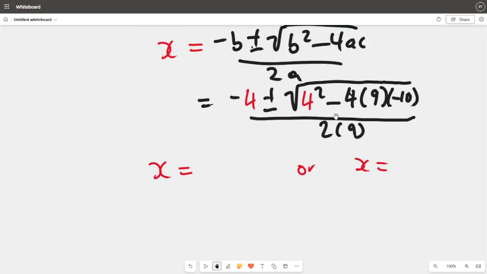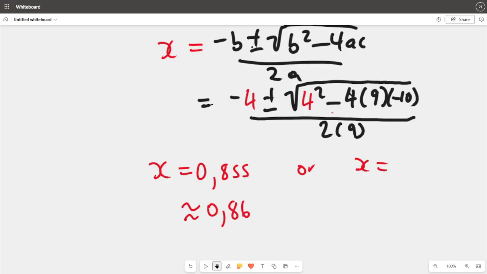Negative 4 plus minus the square root of 4 squared minus 4 times 9 multiplied by negative 10, then over 2 times 9. When you press your calculator right there, you get the same answer, exactly 0.8555, which is approximately also the same thing, 0.86.